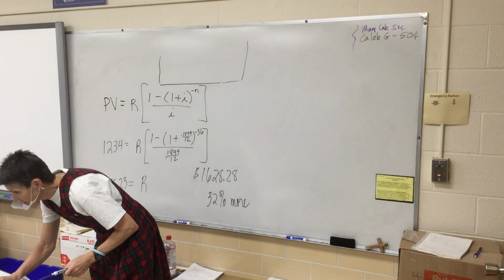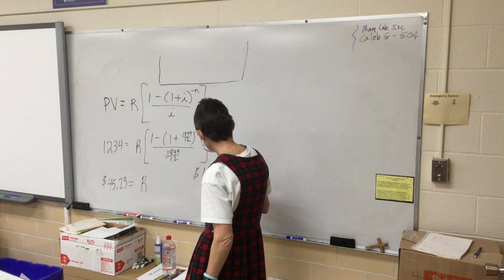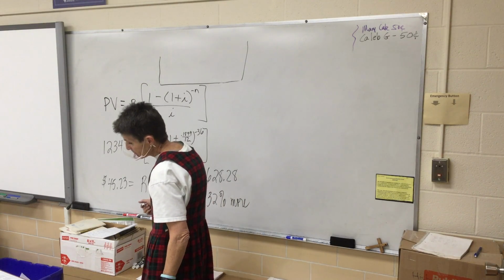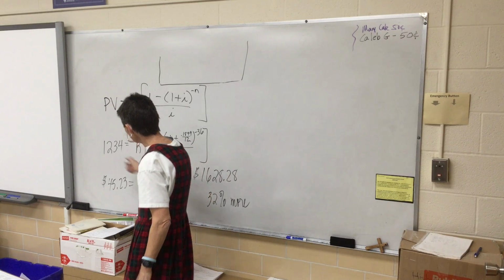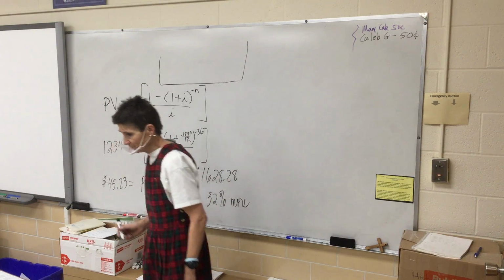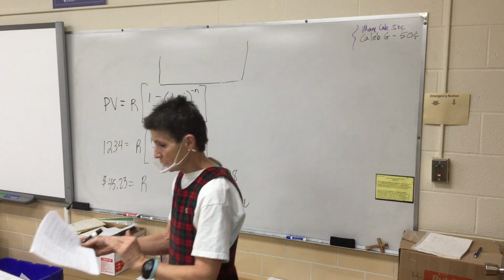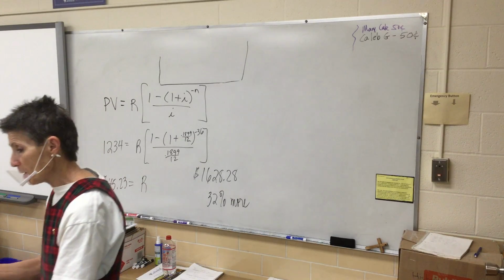What did you, with 1,628.28, what did you subtract that by again? Percent of change is the difference between the original and the new divided by the original. Okay. All right. Now we have been through basically everything on this practice test.